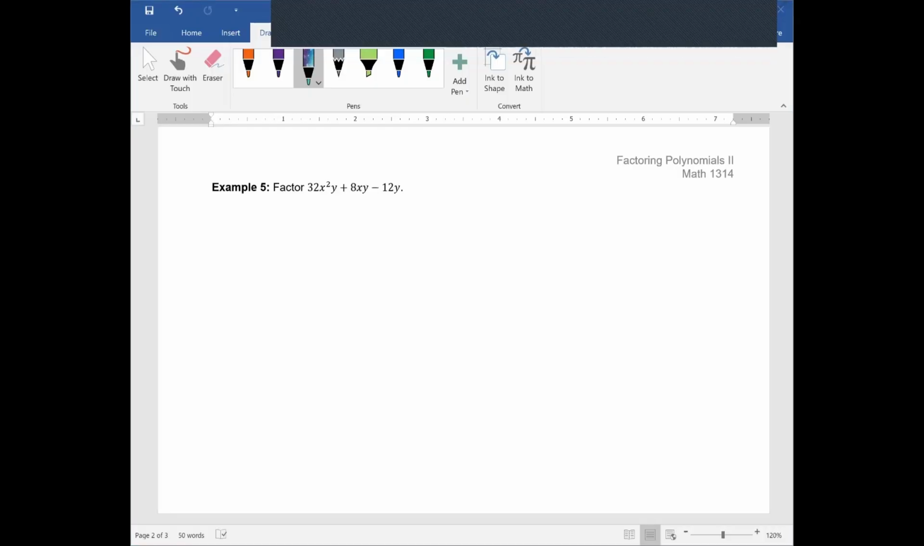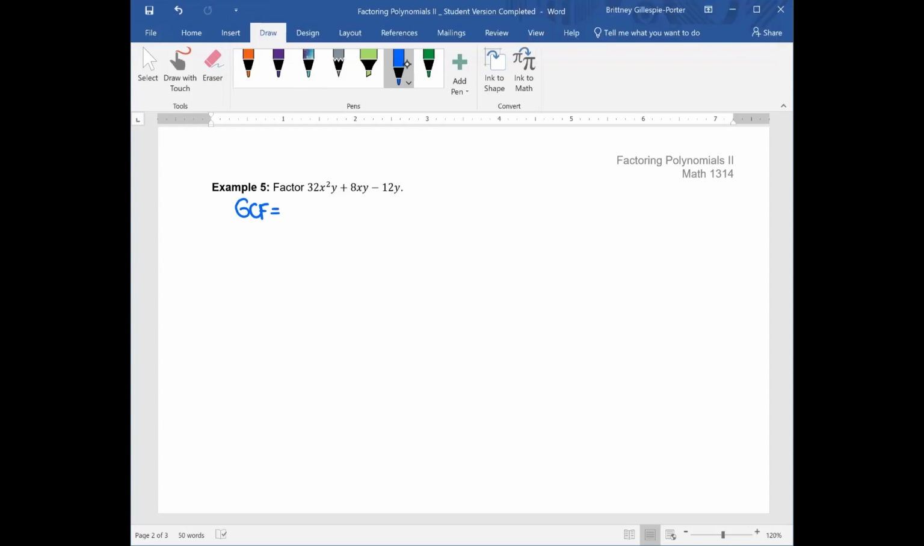Next, we're going to factor 32x squared y plus 8xy minus 12y. Remember, whenever you're factoring, the first thing you're going to look for is a GCF. And my goodness, are we hoping we have one in this gross problem? Let's start with our numbers.